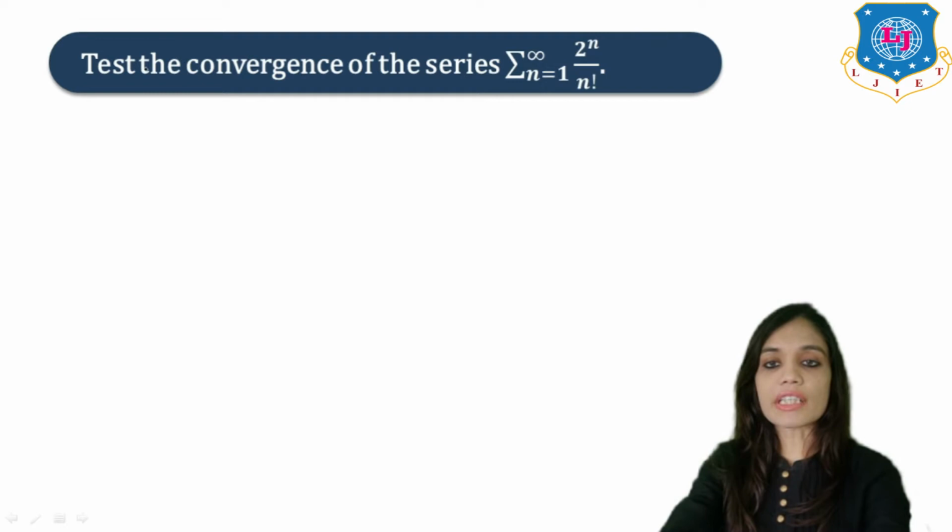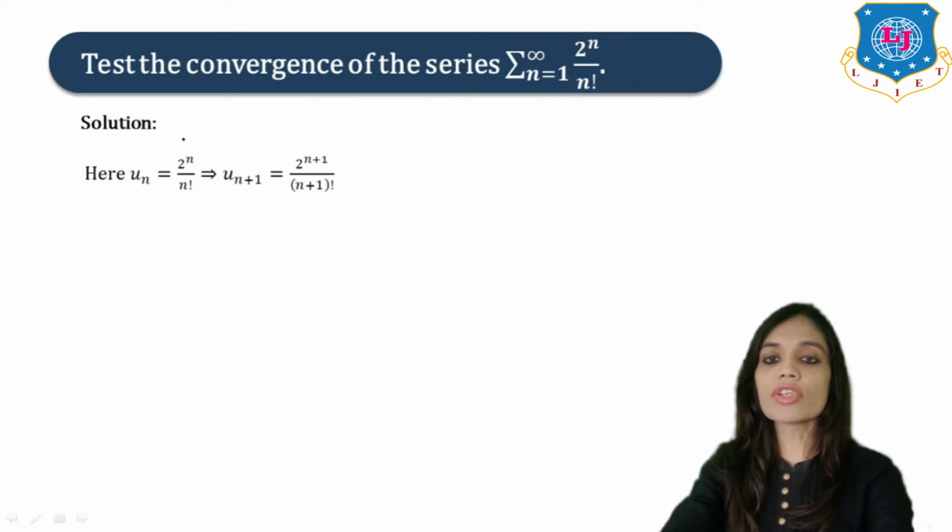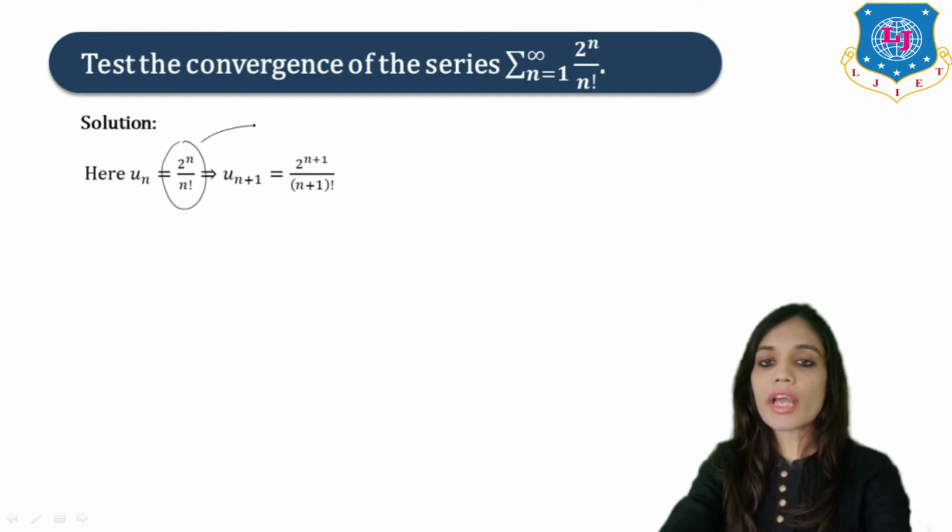The example is: test the convergence of the series summation n equal to 1 to infinity 2 raised to n upon n factorial. So here un is equal to 2 raised to n upon n factorial. We need to find un plus 1. So replace n by n plus 1. So you will get 2 raised to n plus 1 upon n plus 1 factorial.